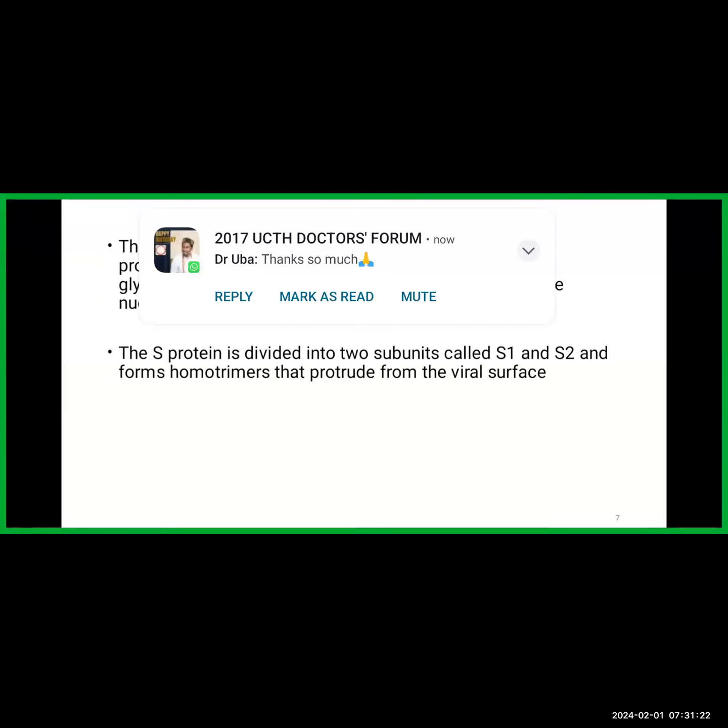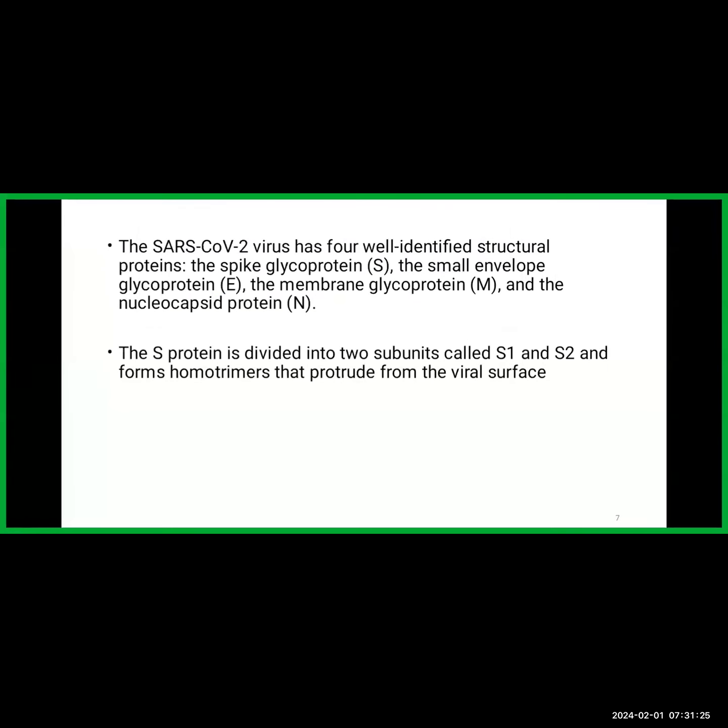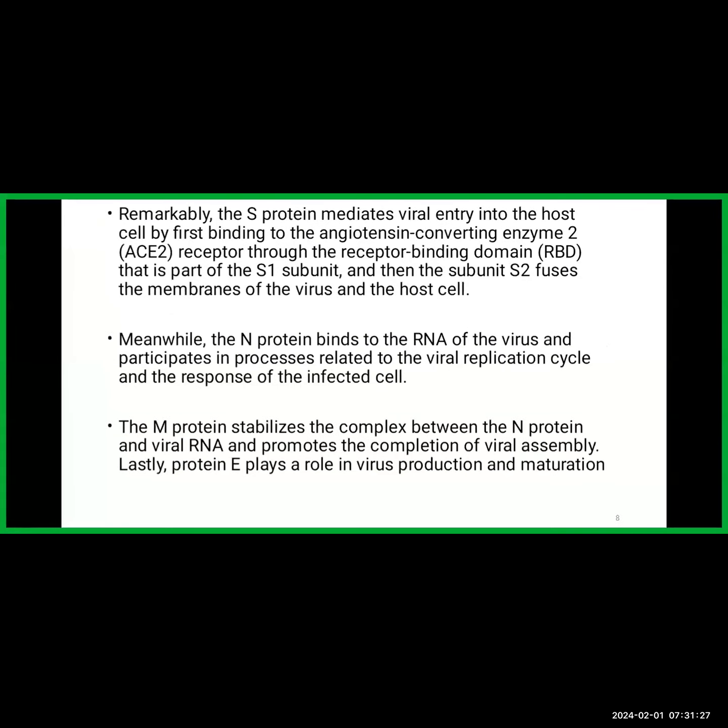The S protein is divided into two subunits called S1 and S2 and forms homotrimers that protrude from the viral surface. Remarkably, the S protein mediates viral entry into the host cell by first binding to the angiotensin II converting enzyme receptor through the receptor binding domain that is part of the S1 subunit. And then the S2 subunit fuses with the membrane of the virus and the host cell.